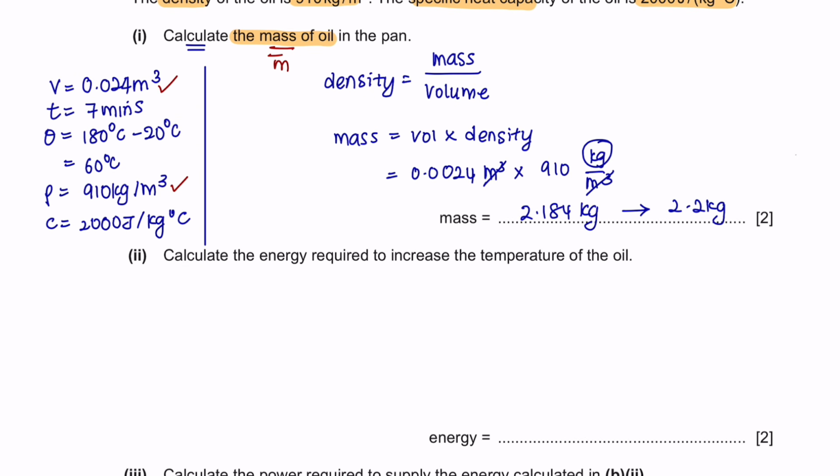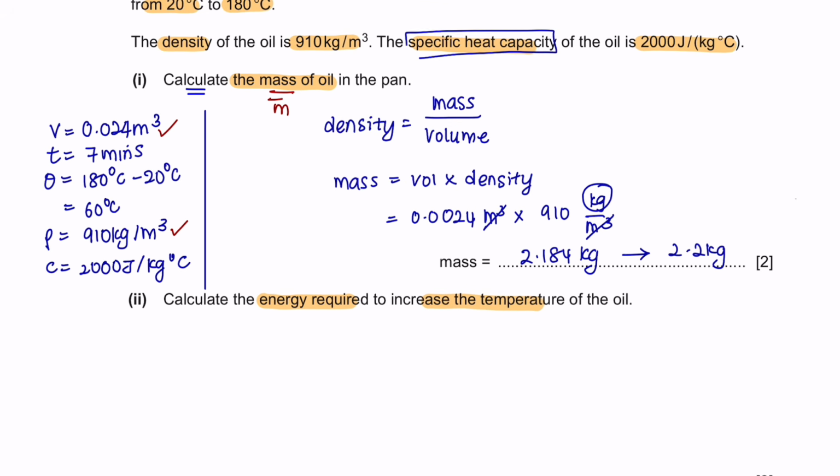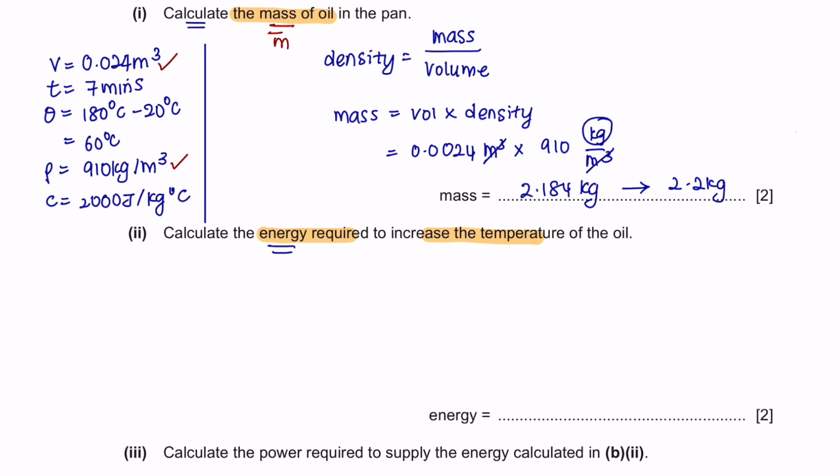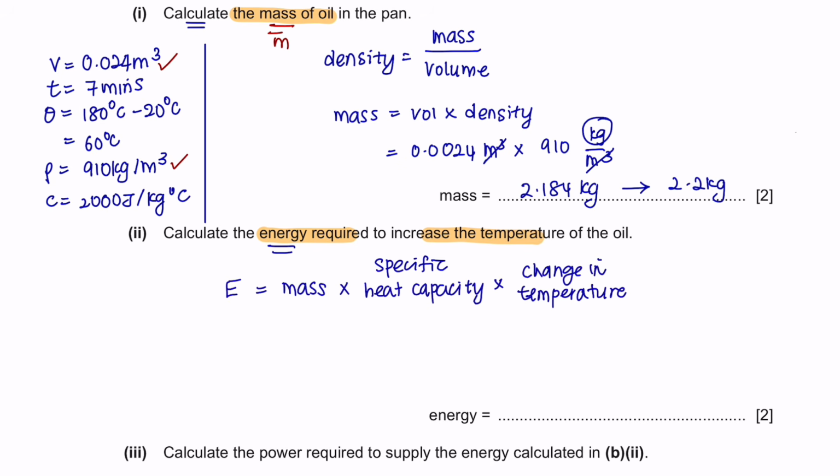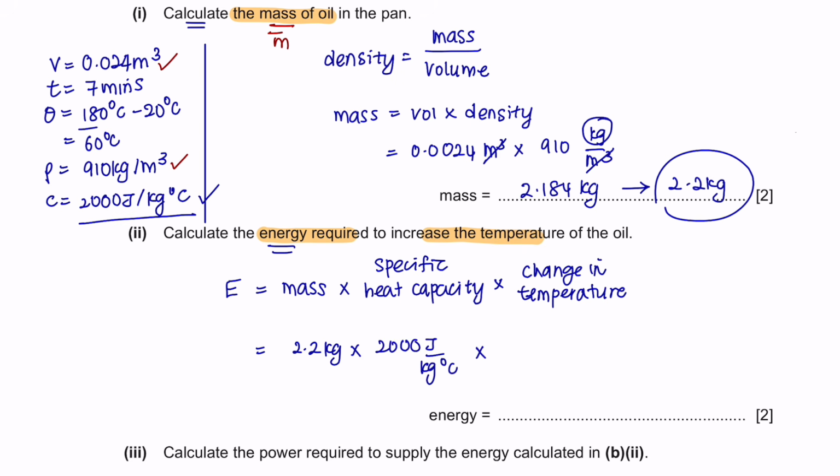Next, calculate the energy required to increase the temperature of the oil. Whenever your question is related to specific heat capacity and you are asked to calculate energy, there will only be one formula for this, which is mcθ: mass times specific heat capacity times the change in temperature. The mass has been found from the first part of the question. The specific heat capacity is given for you. And the change of temperature is 180 degrees Celsius minus 20 degrees Celsius, which is 160 degrees Celsius. Just put in all these values in your calculator, and in 2 significant figures, you would get 700,000, and the unit, once you've done the conversion, would be joules.